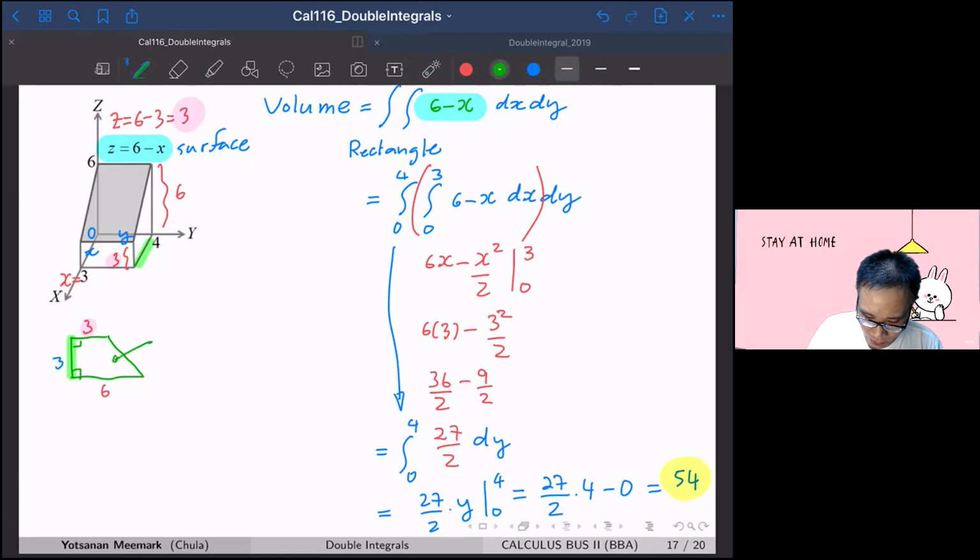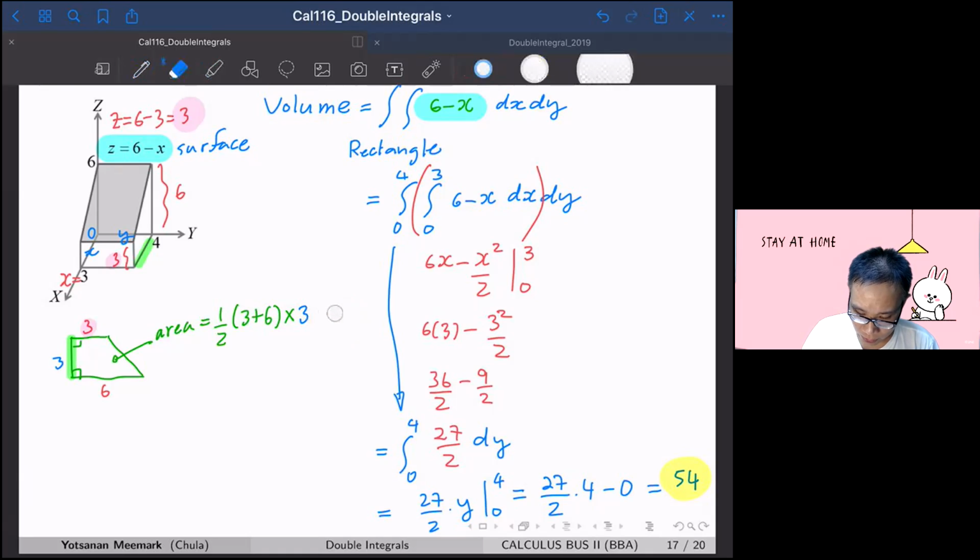So the area will be equal to half of the sum of the parallel sides times the height, which is 3. Okay, so it's going to be half of the sum of the parallel sides times 3. So this one will be equal to what? Equal to 27 over 2. Okay, so the area is equal to 27 over 2. Let me use the green color. 27 over 2.